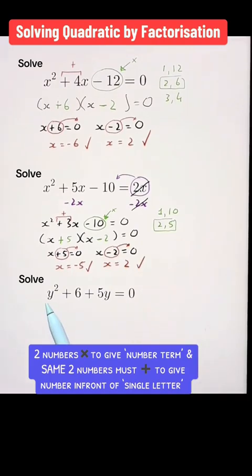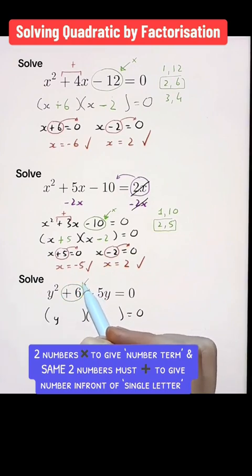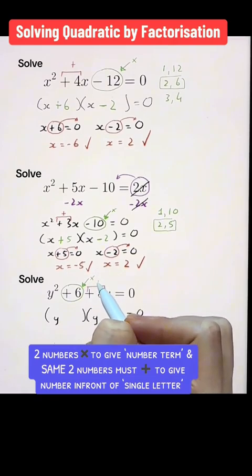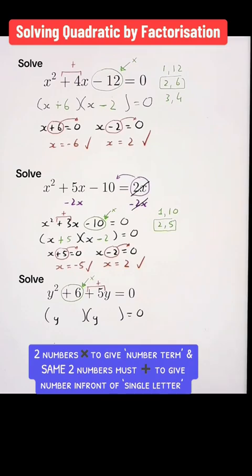For question 3, again, I'm solving a quadratic. As I can see, I've got y squared. My first step is to ensure my quadratic is equal to 0, which it is. As I've got three terms, I know it's going to factorise into double brackets. As it's a quadratic in terms of y, each bracket will start with a single y. My rule is I need to find two numbers that multiply together to give us the number term, in this case positive 6, and the same two numbers must still add to give us the number in front of the single letter, which in this case is positive 5. Be careful here. The number term is actually in the middle, and the single letter is actually at the end.